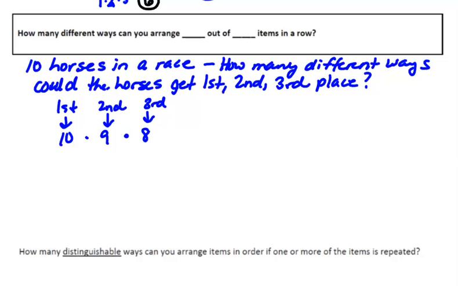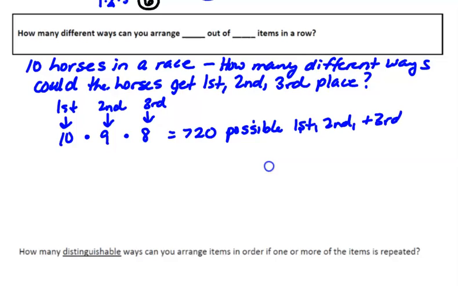Now for third place, I've already gotten my first and second place winner, so there's 8 horses left. And remember we talked about when we have different events, the event that we get first place, second place, and third place, we multiply those probabilities. This is 720 possible first, second, and third place orders.